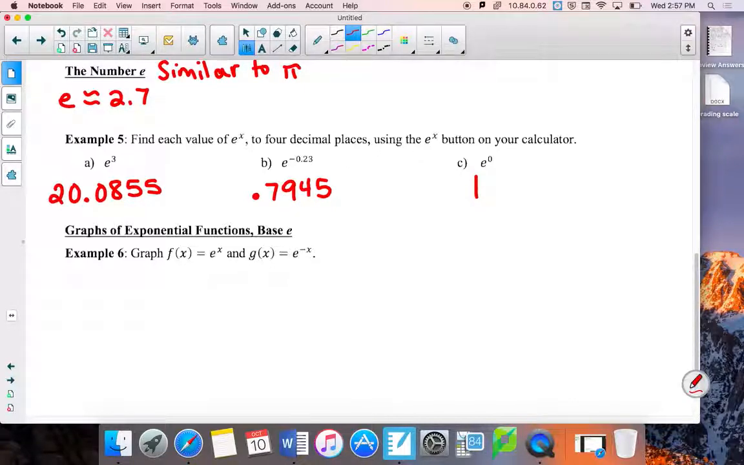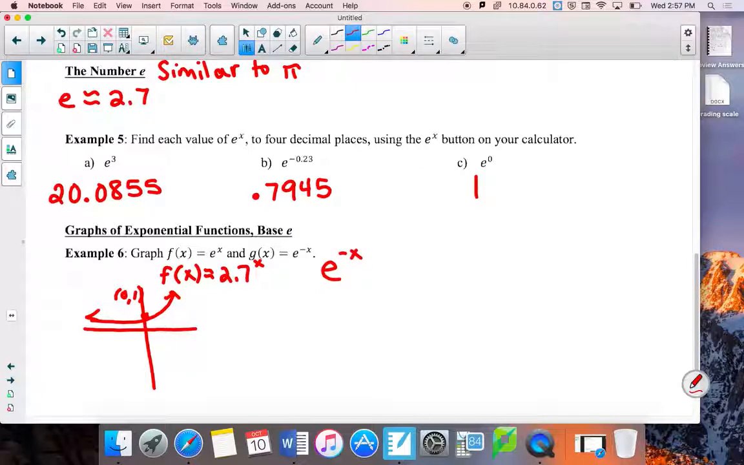In this last example that I'm going to do with you guys, graphing e to the x and e to the negative x. Well, e to the x, remember, this is about 2.7 to the x. So it should look pretty darn similar to when we graph 2 to the x. So it's going to be an increasing exponential function. The y-intercept is going to be at 0, 1 still. Still increasing, still not crossing that x-axis.